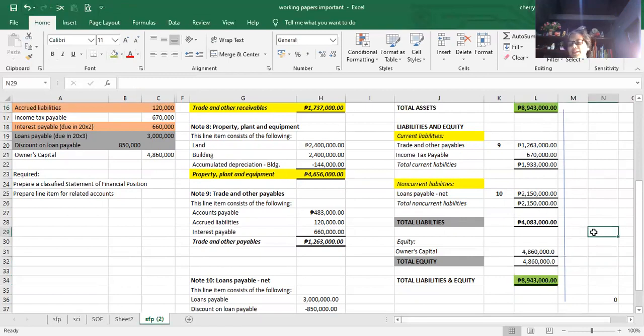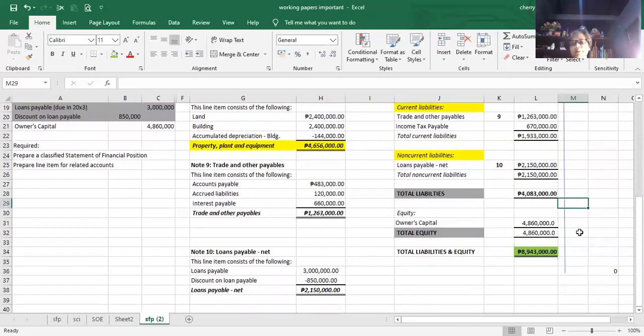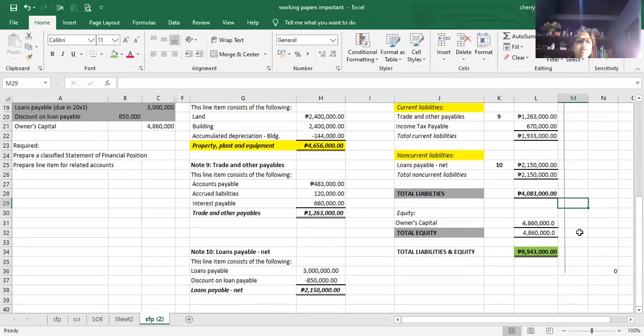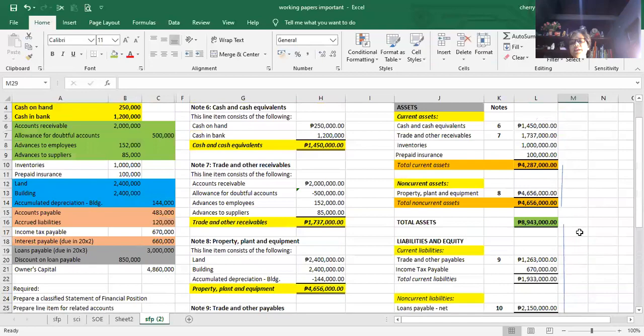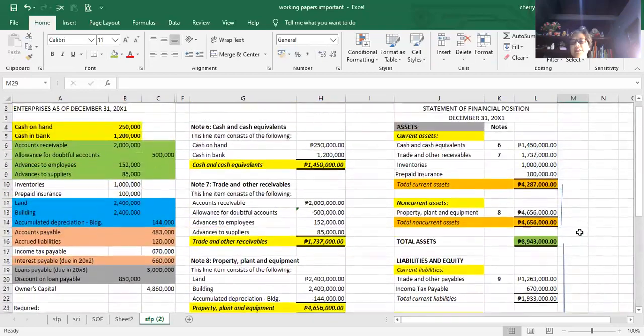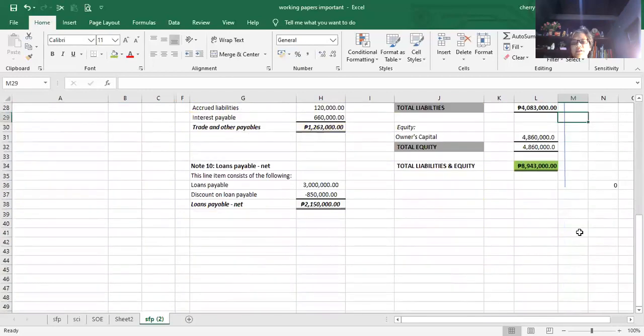Is there any question regarding the preparation of line items that will serve as notes to financial statements, and how to prepare the classified statement of financial position? Any clarification? Any concern? Any question?